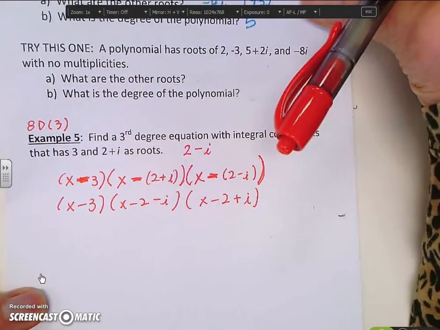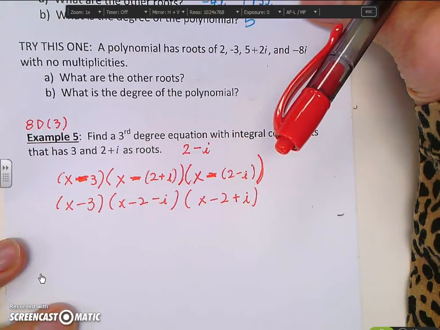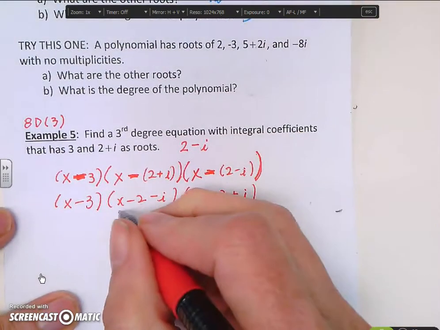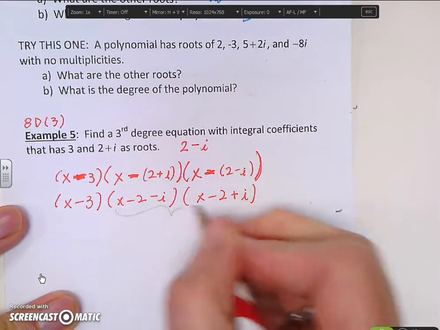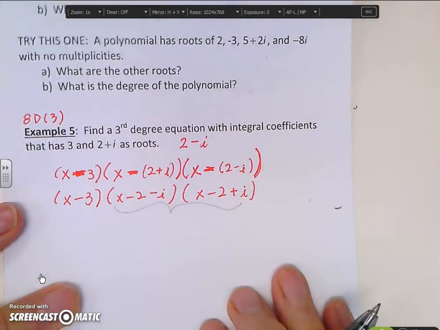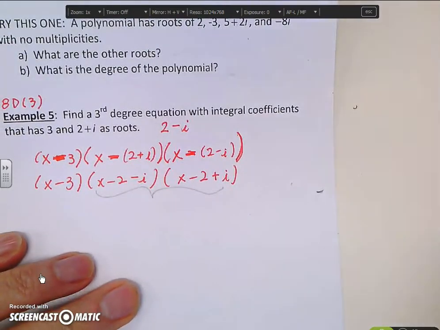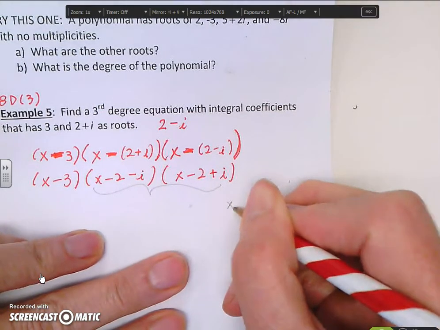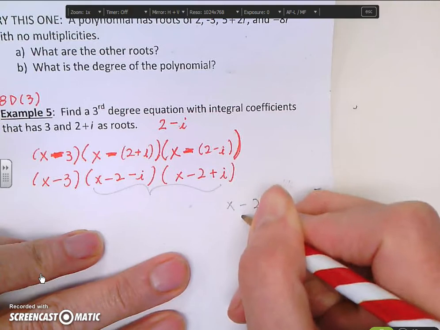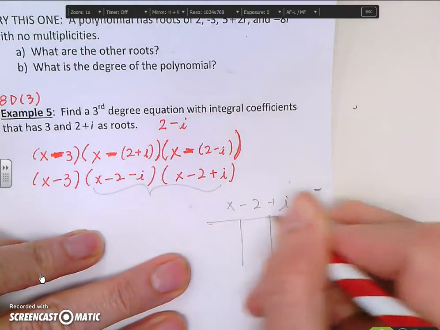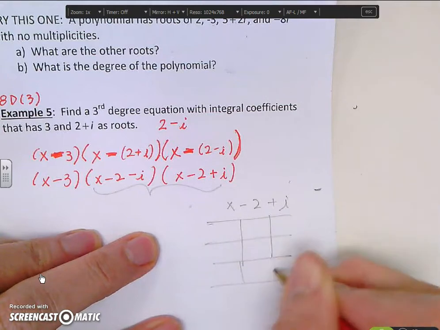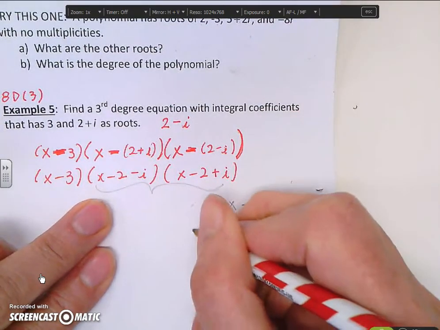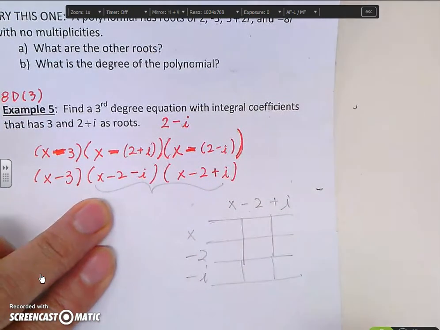So what I want to do now is I need to multiply this out to get that third degree equation. We're not going to leave it in factored form. We're going to put it in the standard form. And what you're going to find is that it's going to be best to go ahead and multiply your imaginary roots together first. Now I'm going to choose to use a box method on this. So I'll put over here to the side x minus 2 plus i, and we'll make a box here for that. And then over here we're going to put the middle one, so x minus 2 minus i.